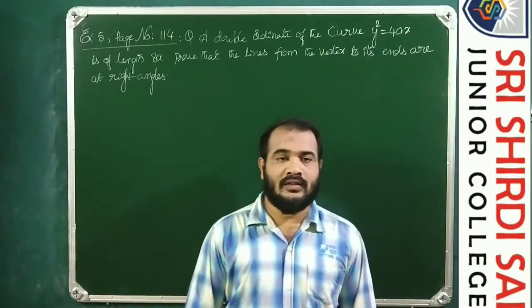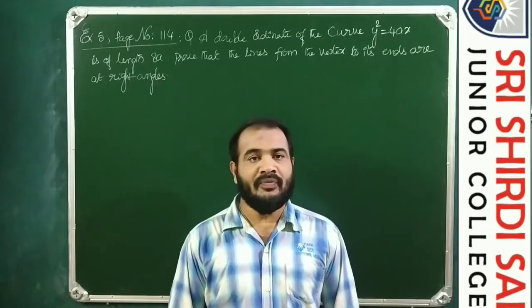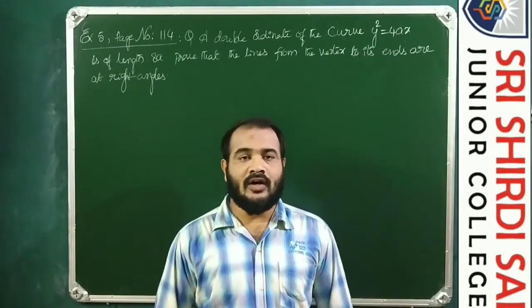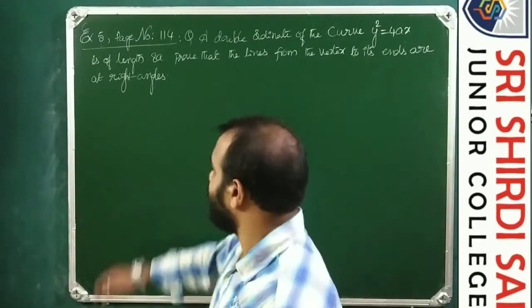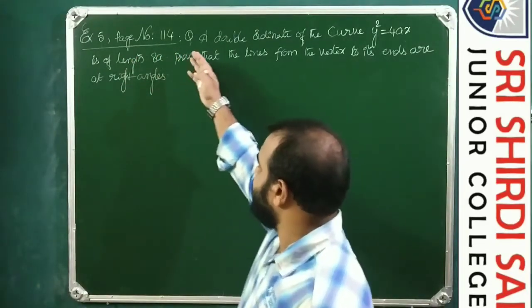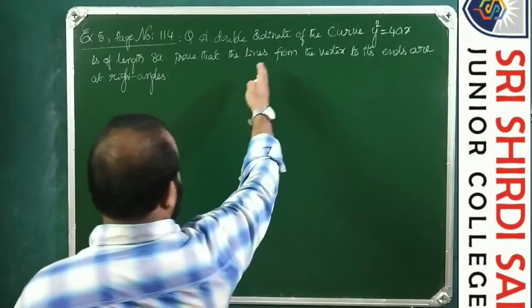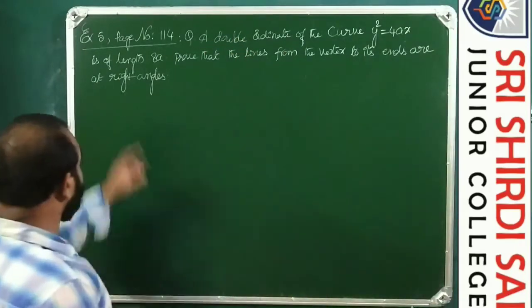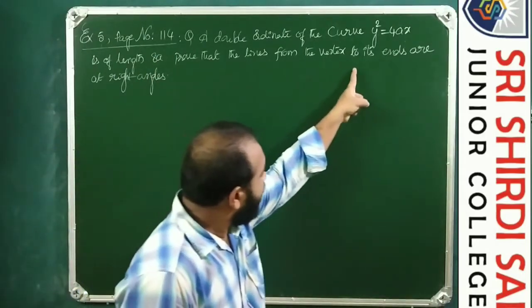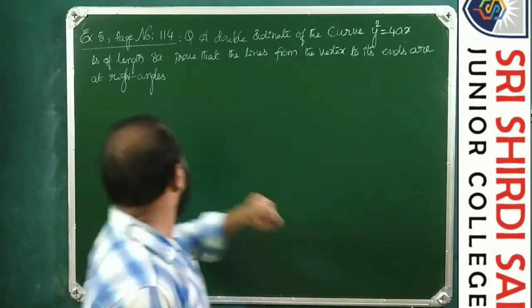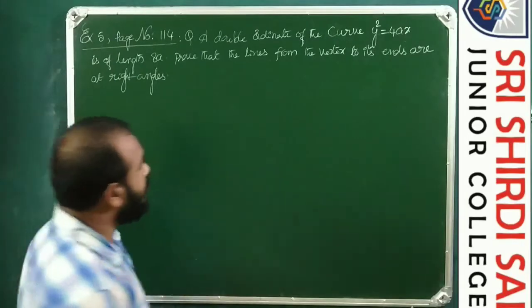We have covered exercises 3A and 3B. So let us try out some worked examples from the textbook. So the problem goes like this. A double ordinate of the curve y square equals 4ax is of length 8a. Prove that the lines from the vertex to its end are at right angles.